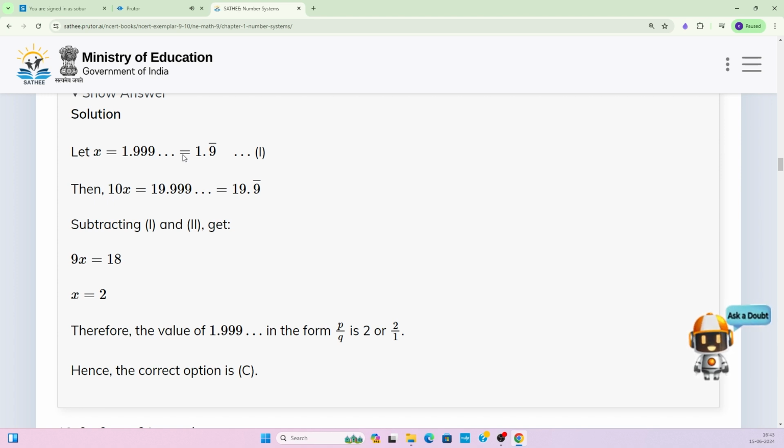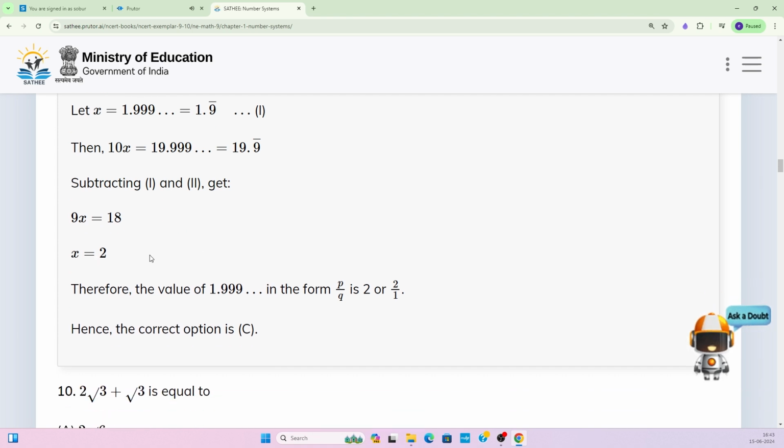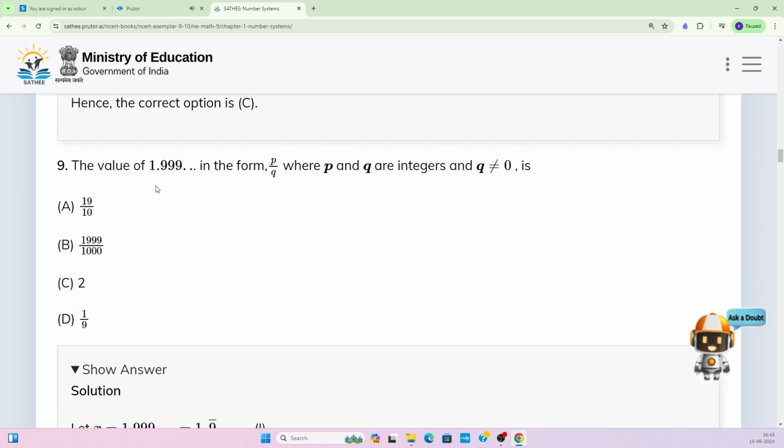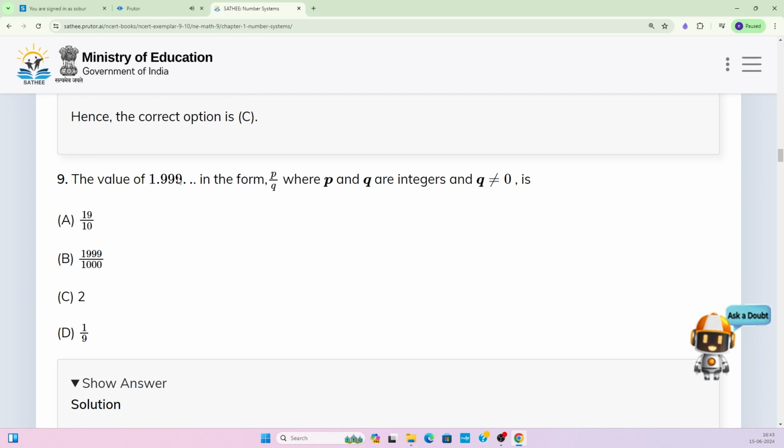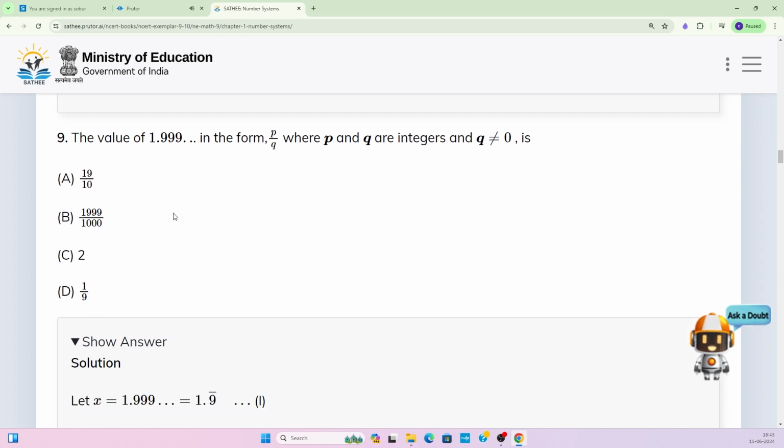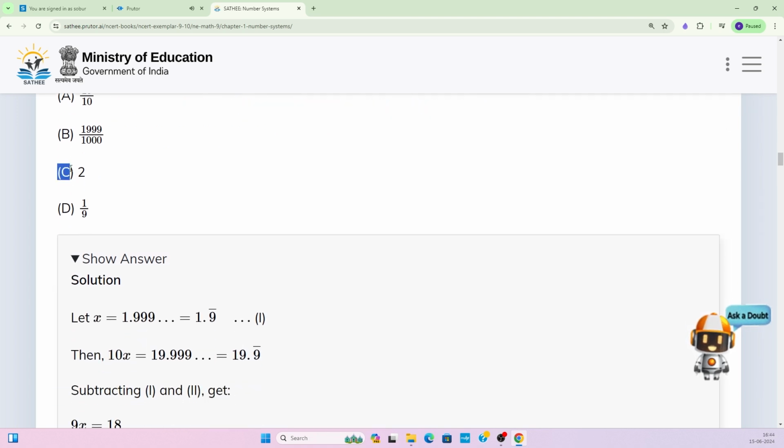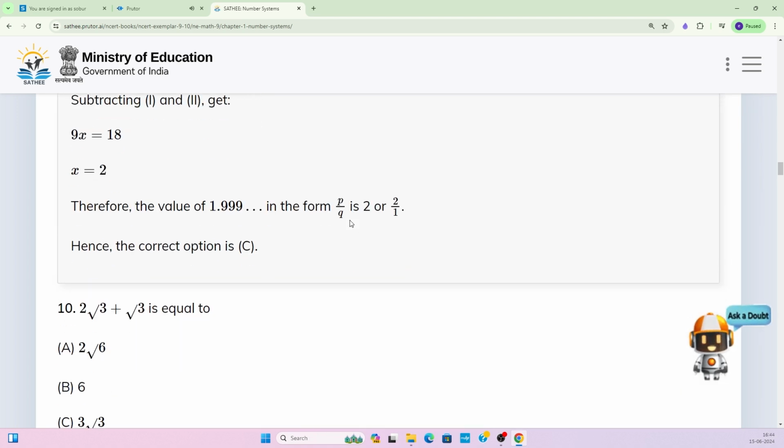And now subtracting equation 1 from equation 2, we get 9x equal to 18, and it implies x is equal to 18 by 9, that is equal to 2. So the value of x is equal to 2. Therefore the value of 1.999... in the form p over q is actually 2. So hence the correct option is option number C. So now let us see the next question.